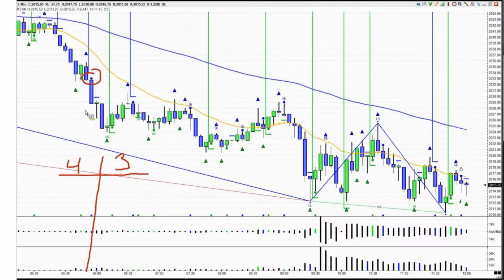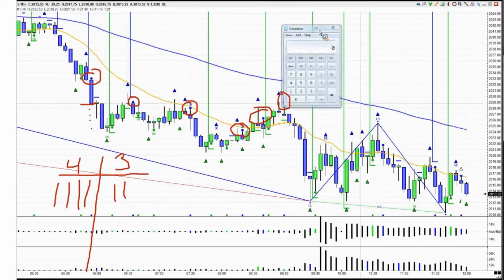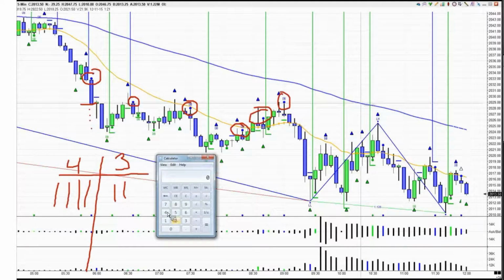Here's a trade here. Did it go down 4 points before it went up 3 at this level? Well, let's see. 1, 2, 3, 4. That trade is a winner. This trade right here, did it go down 4 points before it went up 3? Yes, it did. This trade right here, did it go 4 points before it went up 3? Yes, it did. It failed. And this trade right here succeeded. So out of the 6 trades that we have, 4 of them are winners and 2 of them are losers.